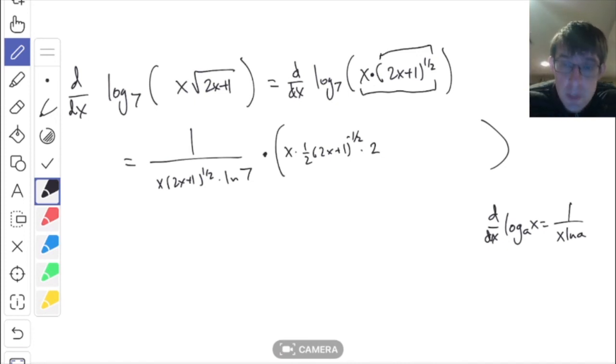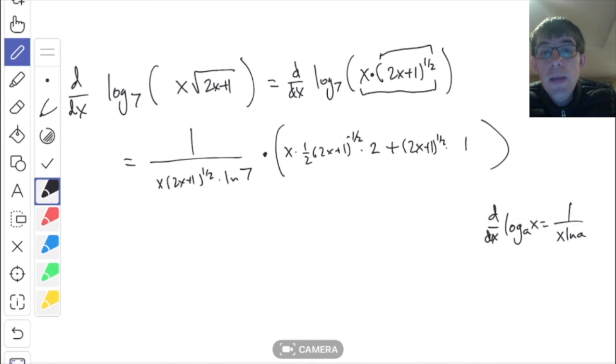And then, continuing the product rule, I go plus the second part like it is, 2x plus 1 to the 1/2, times the derivative of the first part, the derivative of x is 1. And that, my friends, is the whole answer. Of course, don't try to simplify that. All right, any questions about that one? That one's kind of a hard one.